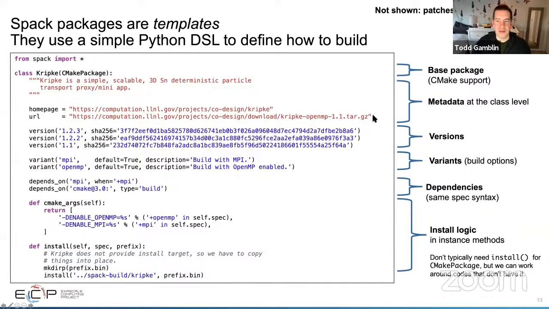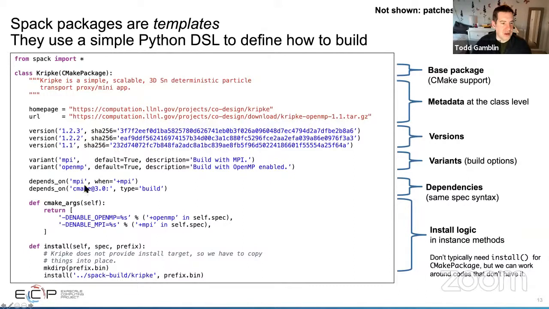And then the URL is used to figure out what to download. We can extrapolate that and figure out the URL for different versions. So these are different checksums for different versions of this particular package. You can specify a hard URL for every one of them if they're really different, but usually Spack can extrapolate from the URL here for each of these versions. And then there are options defined here.